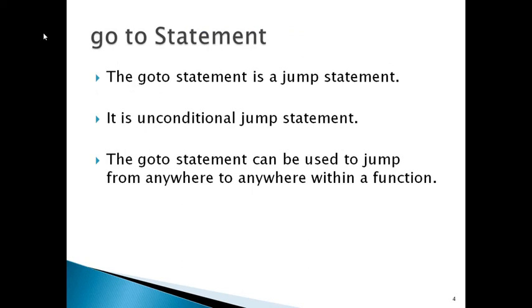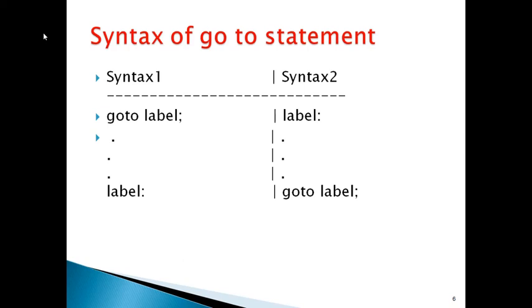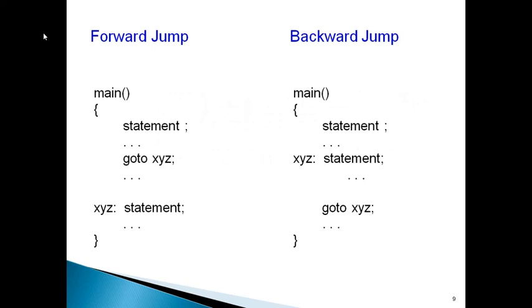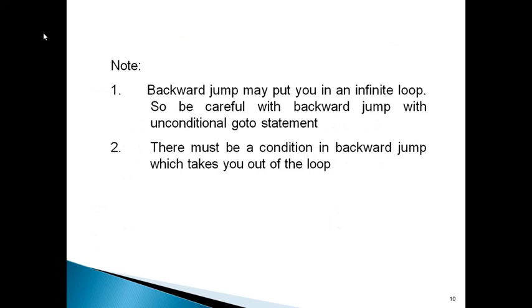The go to we use in two ways, the forward jump and backward jump. While you are using the backward jump, you must remember it may become an infinite loop. So for that, you must use the condition. This is the very important thing.